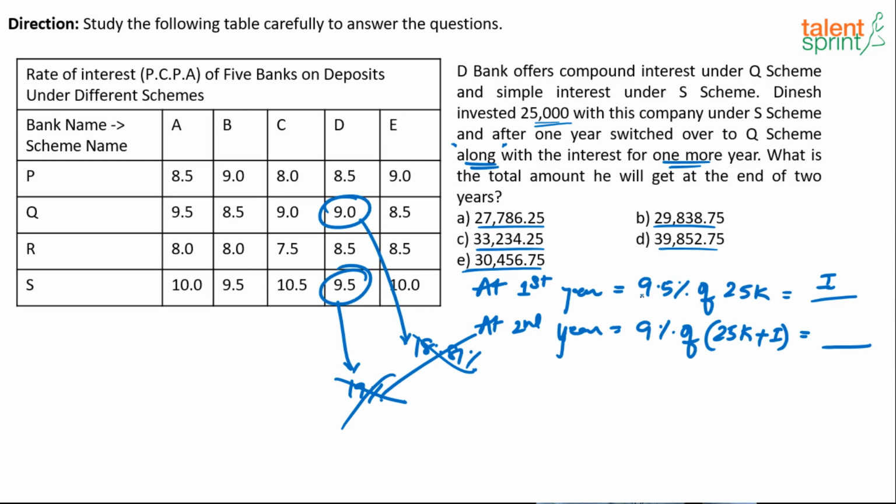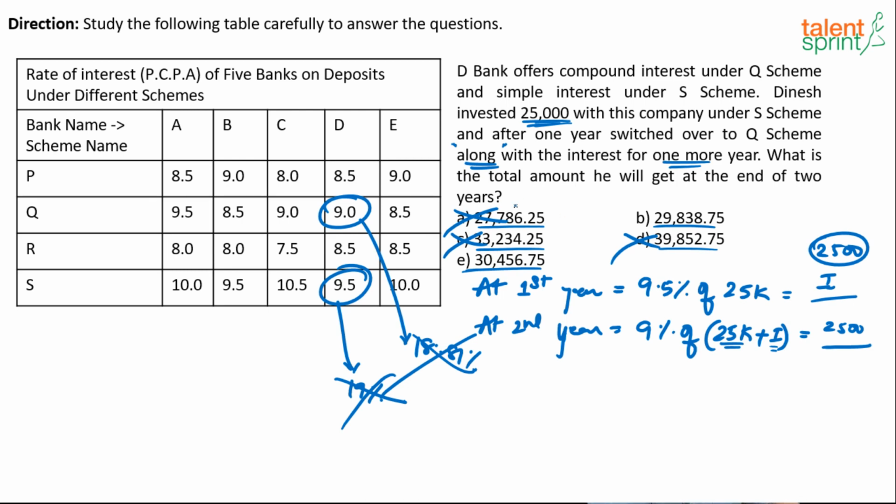For example, let's assume this is 10%. What is 10% of 25,000? 2,500. So this will be 25,000 plus 2,500, 27,500. 9% of 27,500 will be approximately another 2,500. So I am assuming the total interest that we get is somewhere around 5,000, and the principal that he invested was 25,000. So your final answer should be close to 30,000. Yes or no? So options A, C, and D can be eliminated.